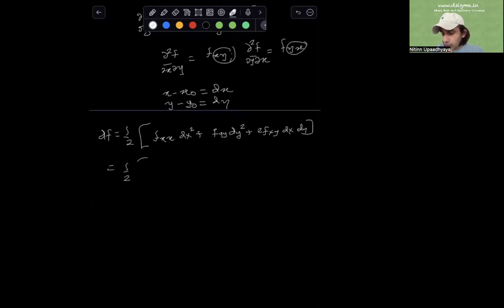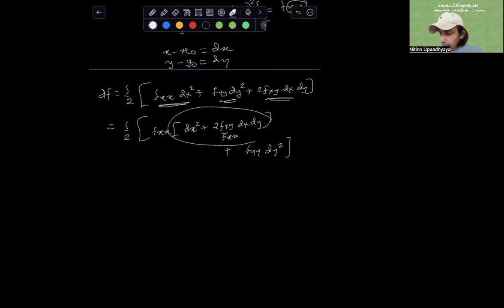Now, one of the things I can do next to write this as some kind of a perfect square, or at least introduce a perfect square into this expression, is to look at this term and take the factor fxx as a common factor. Then we have dx squared remaining, and then from here I'll have 2 fxy divided by fxx times dx dy. And let's just leave this term as it is for now. So this will be fyy dy squared.